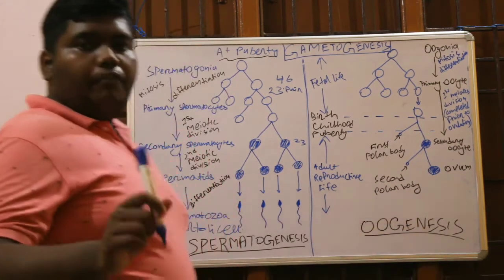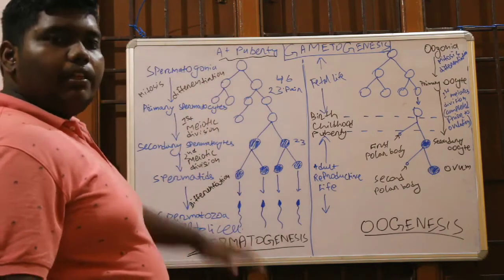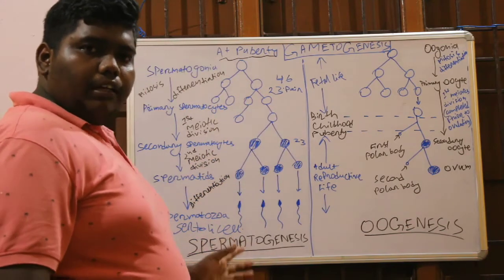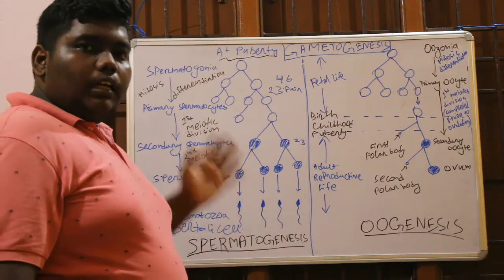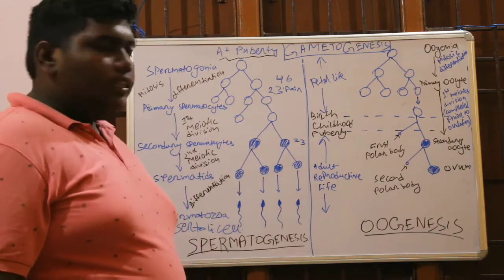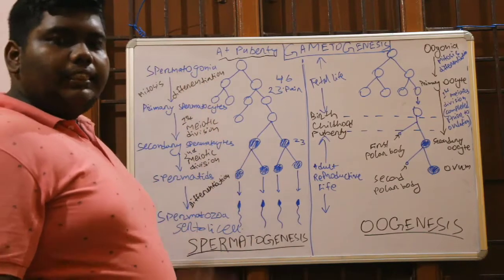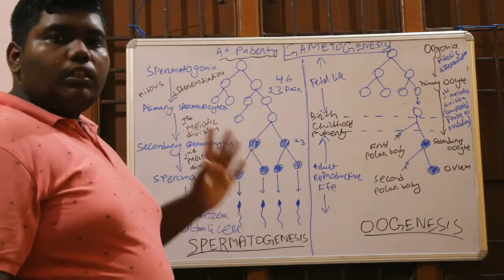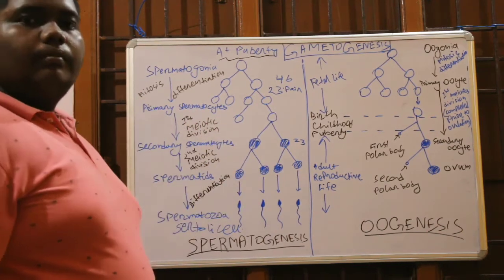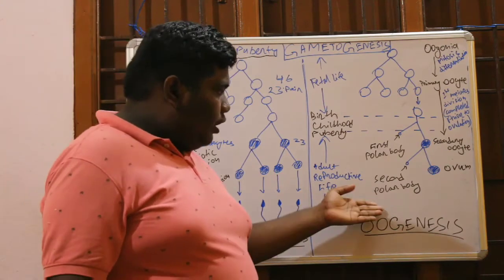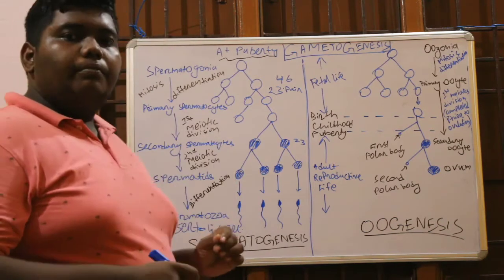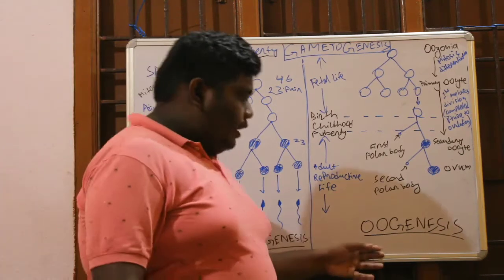I forgot to mention this: everything happens at puberty. After a child acquires puberty, all this processing starts. Before that, there is no such process going on in the body of the male human being. But if we come to the female case, oogenesis, we find something extremely different. Now we will read about oogenesis.